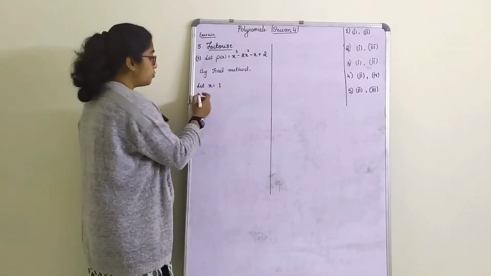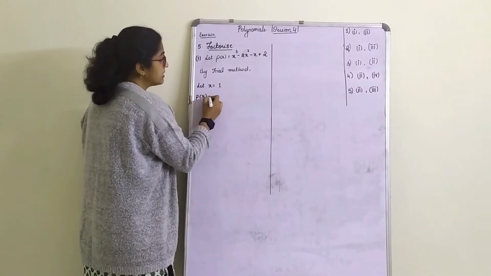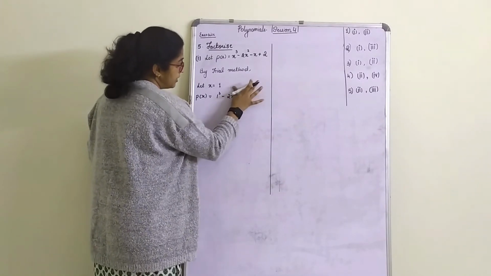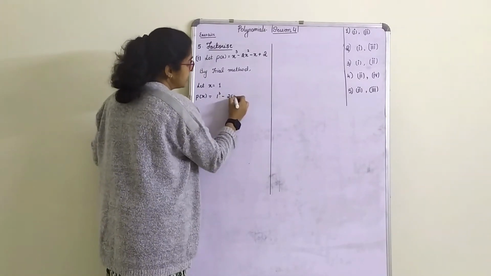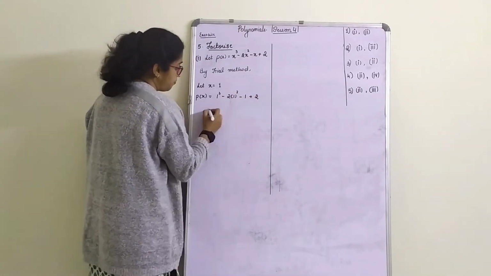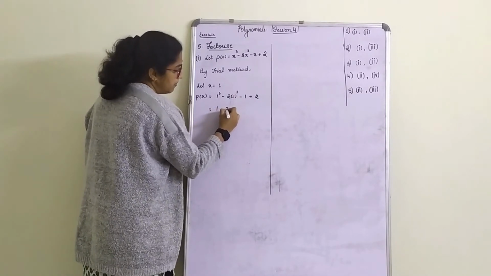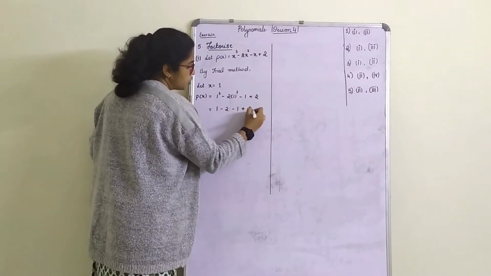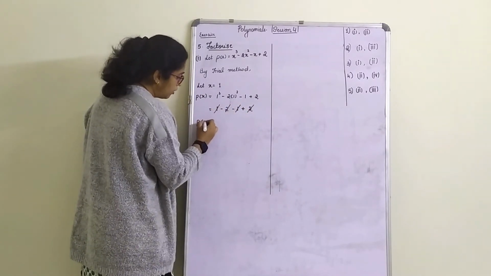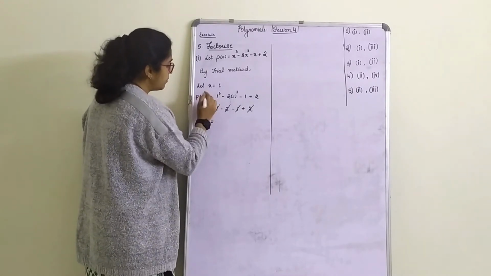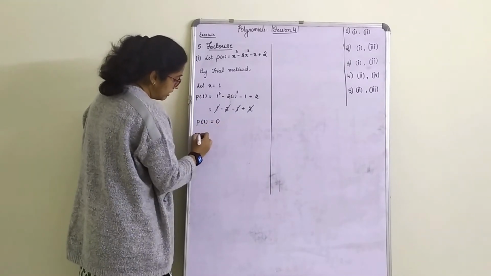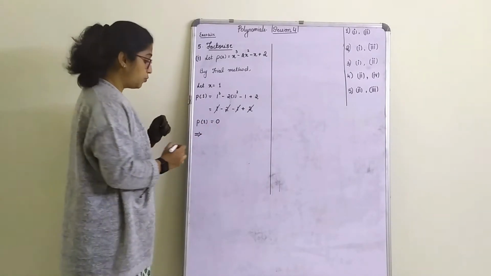Let x be equal to 1. So p of x is equal to 1 cube minus 2 into 1 square, minus 1 plus 2. So 1 cube is 1, minus 2, minus 1 plus 2, which gives 0. Therefore, sorry, this is p of 1, right? Yes, p of 1 is equal to 0. This implies we have taken x is equal to 1.